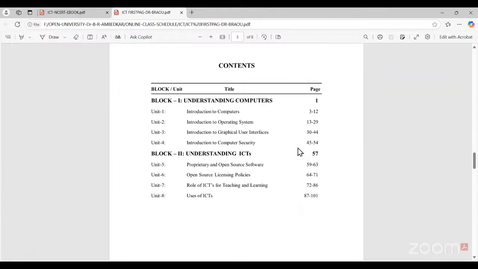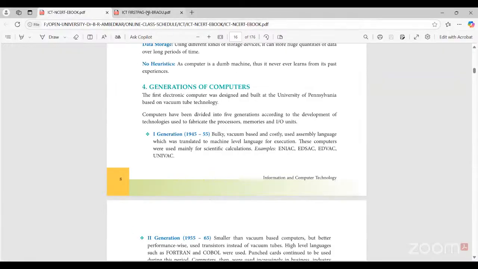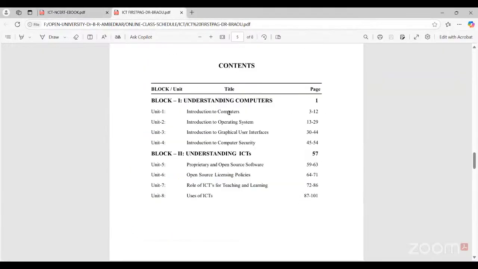So this is the syllabus, so all of you keep the syllabus with you. As per the syllabus, we will go through the chapters. We have the syllabus, sir. Please continue. Now see, the first chapter we are talking about is introduction to computers.